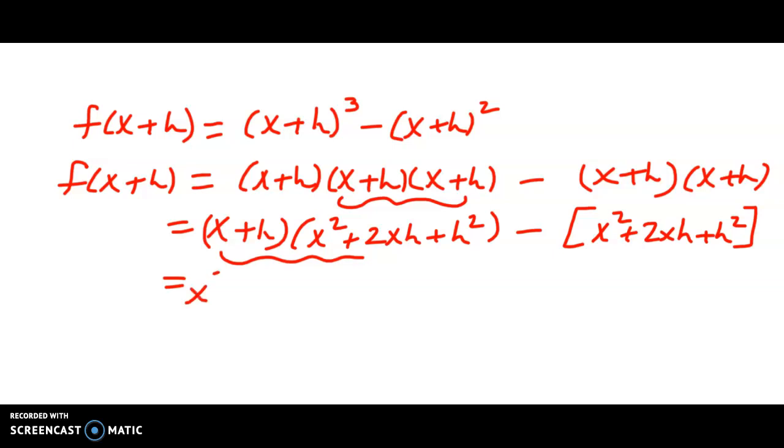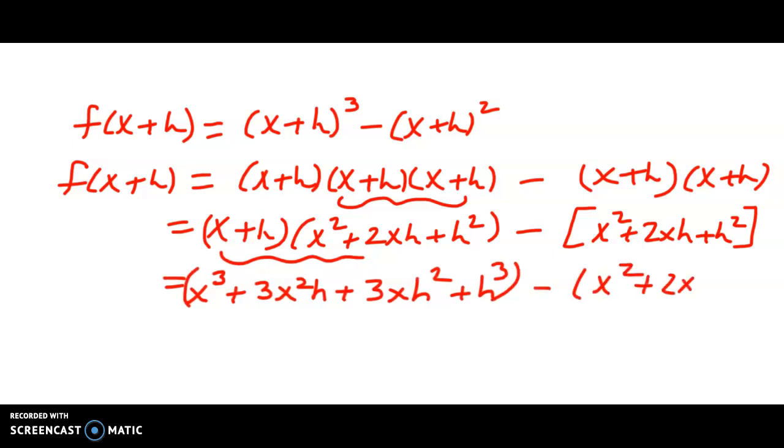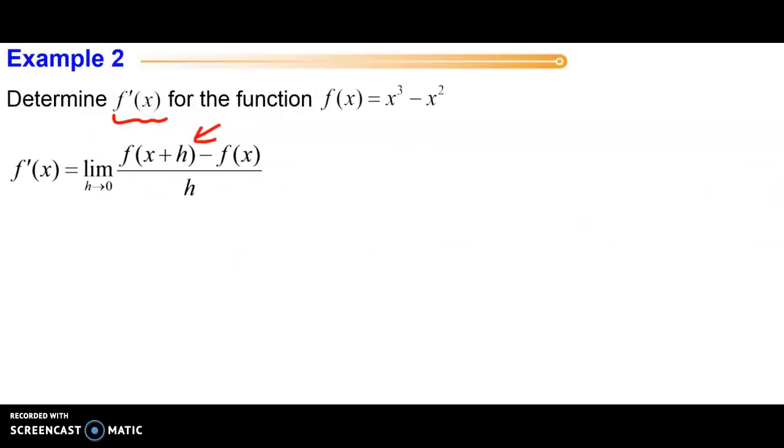You will get x cubed plus 3x squared h plus 3xh squared plus h cubed, minus x squared plus 2xh plus h squared. So with all these terms, nothing cancels. So we're going to put that into the definition of the derivative.